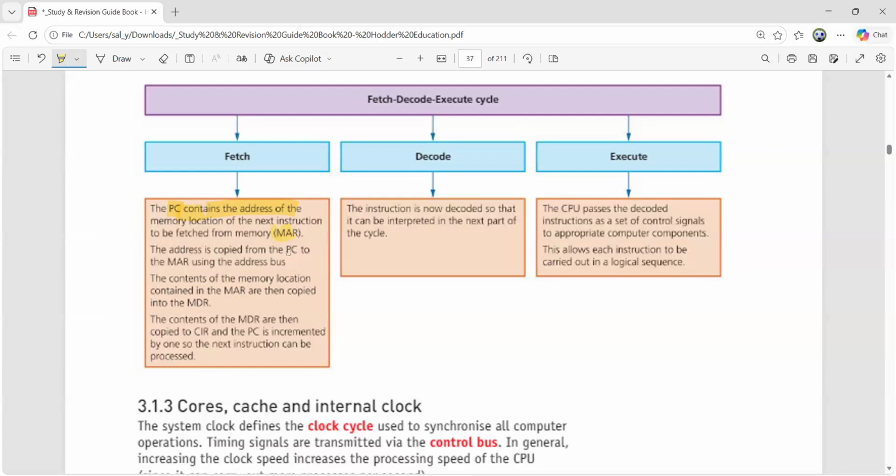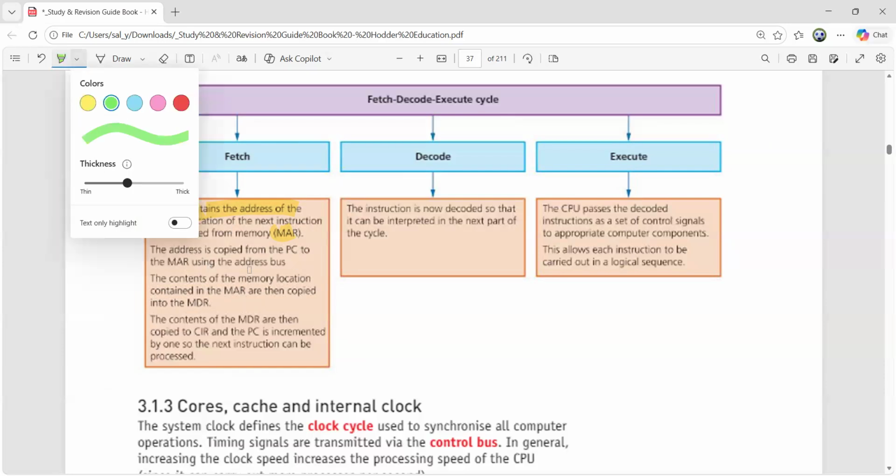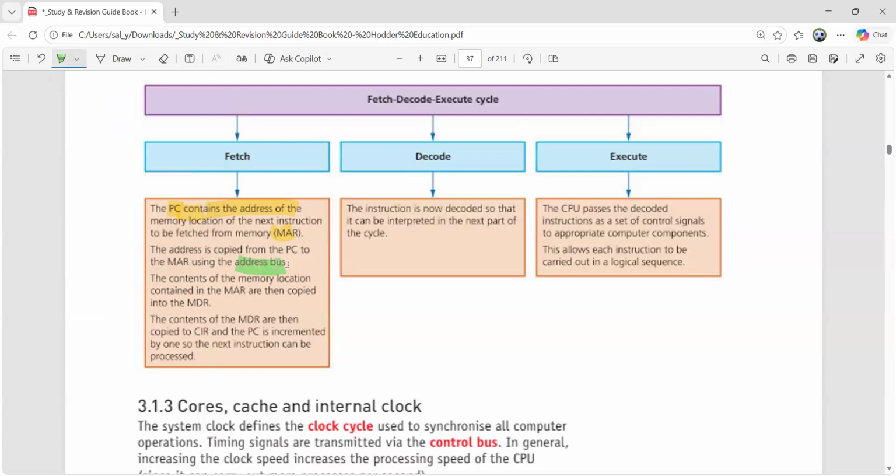Now, this is the next stage. From PC, the data is moved to MAR using the address bus. The word address bus is important that you need to know. The address is copied from PC to MAR using the address bus. Again, the use of address bus is important here. Contents of the memory location contained in MAR are copied to MDR. Contents of MDR are then copied to CIR, and PC is incremented by 1. So then the next instruction will be processed.